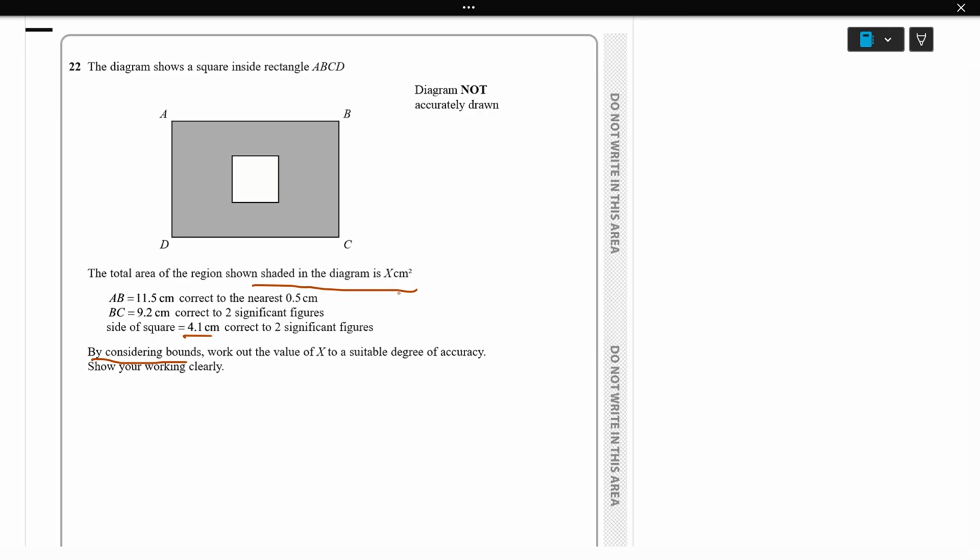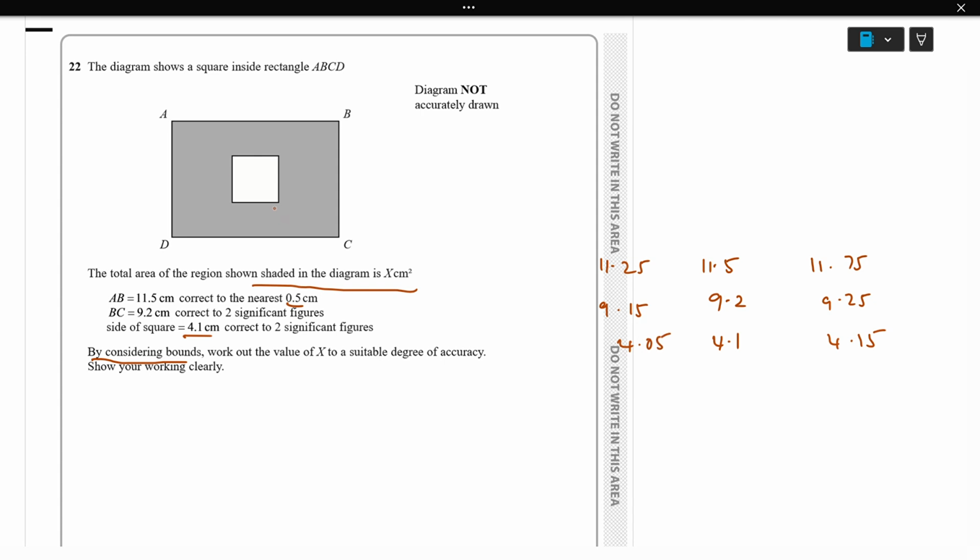Okay, so first AB is 11.5, so 0.25 up and 0.25 down, so 11.75 is the upper bound and 11.25 is the lower bound. Next, 9.2, to two significant figures, so the upper bound is 9.25 and 9.15 is the lower bound. Next one is 4.1. The upper bound is going to be 4.15, and the lower bound 4.05.